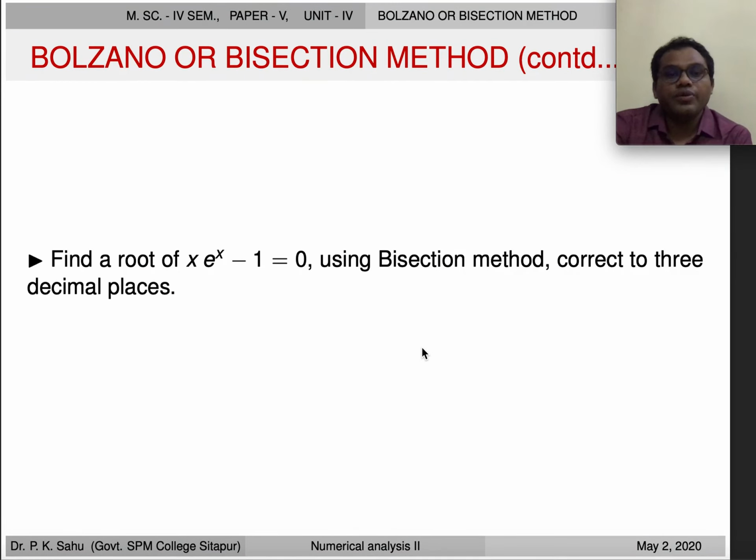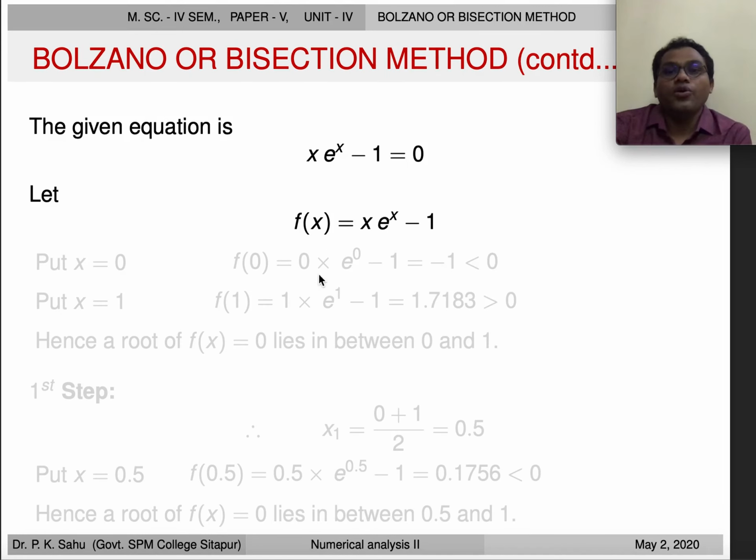Now we have a question: find a root of the equation x e^x minus 1 is equal to 0 using the bisection method, correct to 3 decimal places. Here we have to find an approximate root, correct to 3 decimal places, that satisfies this equation. We will see how we will solve this equation using the bisection method.